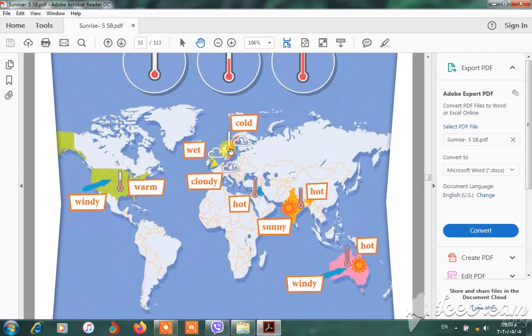So look at this picture. The red color is so low, it means cold weather. And there's wet. Wet means rainy and cloudy. There's a cloud in the weather, so it means cloudy. And again, why is it hot? Because the red color is so high and the weather is so hot.